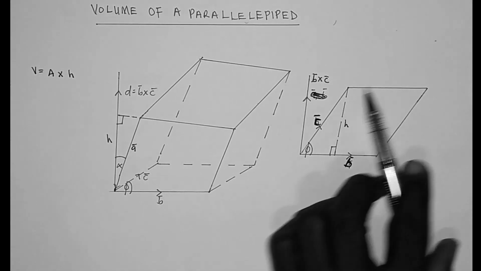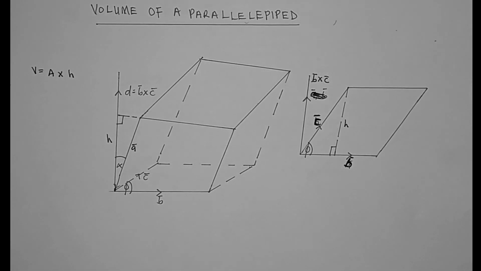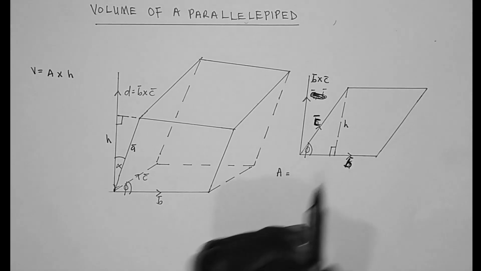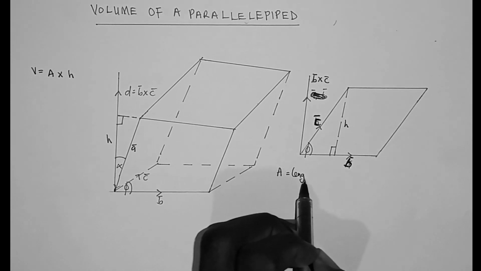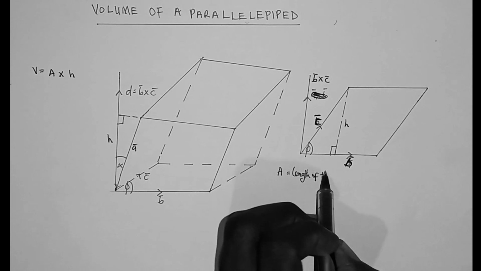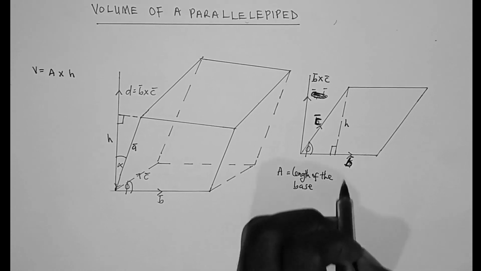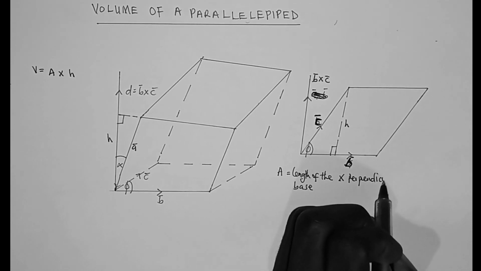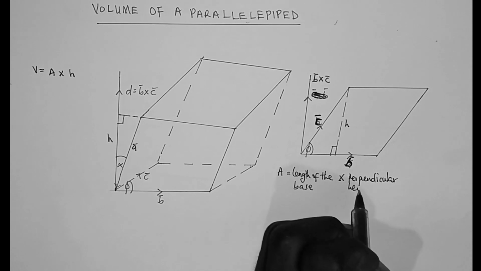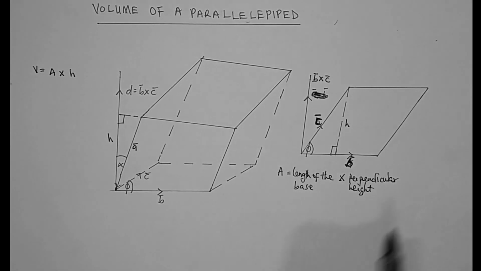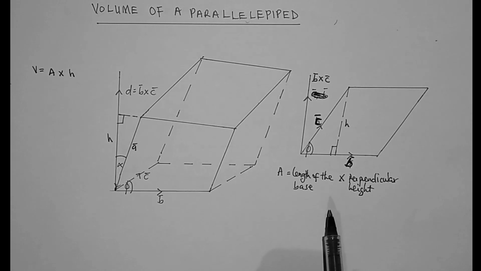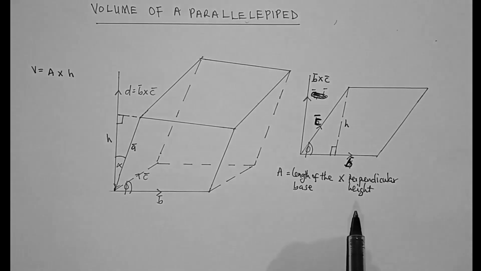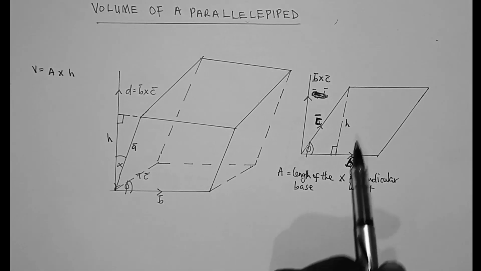Now, what is the area of this parallelogram? The area of a parallelogram is given as the length of the base, multiplied by the perpendicular height. So it is length of the base times the perpendicular height. In this case, it is going to be the magnitude of vector B times h. So we need to find h.